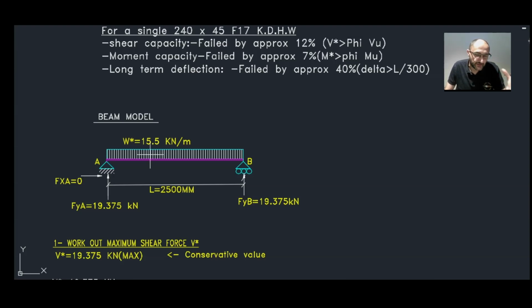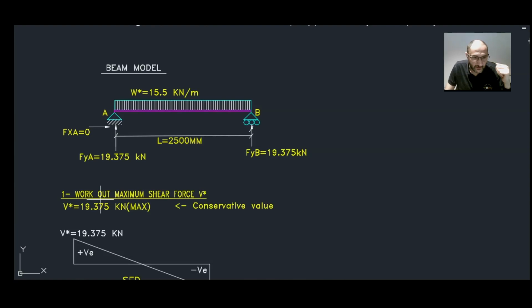In general, most of the time, we see engineers, and this is the right way of doing it, taking the UDL from the self weight alone and then a series of point loads from the joists and from the upper wall loads. Okay, so now let's obtain the reactions, FYA and FYB. For this case, it would simply be 15.5 times 2.5, and that'll be 38.75 kilonewton, which is like a virtual point load in the middle of the beam. Then divide that by 2, which will give us 19.375 kilonewton.